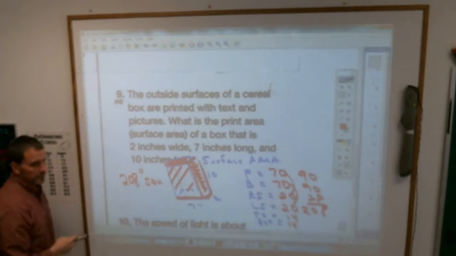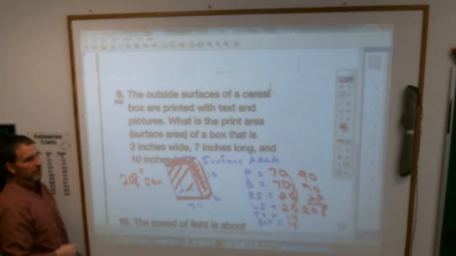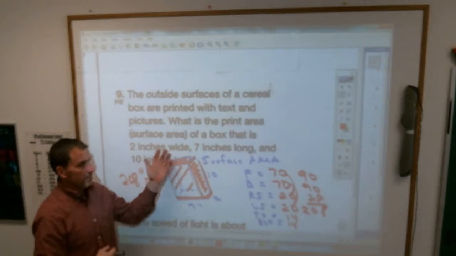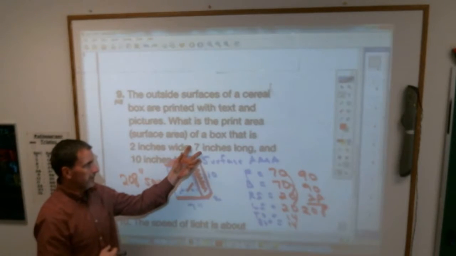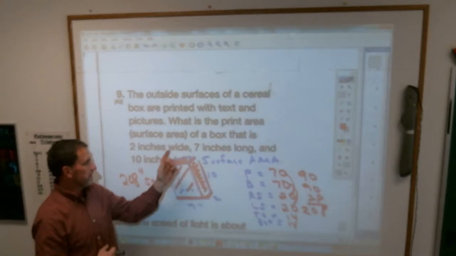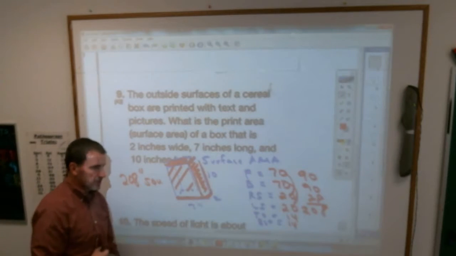Did you sketch it out? You have to sketch it out. You're going to multiply the 3 dimensions. Each number of the 3 dimensions is going to get multiplied by the other numbers. 2 is going to get multiplied by the 7. 2 is going to get multiplied by the 10. And 7 is going to get multiplied by the 10. That's where those 3 sides come from.